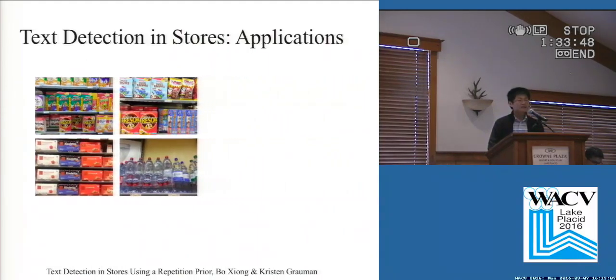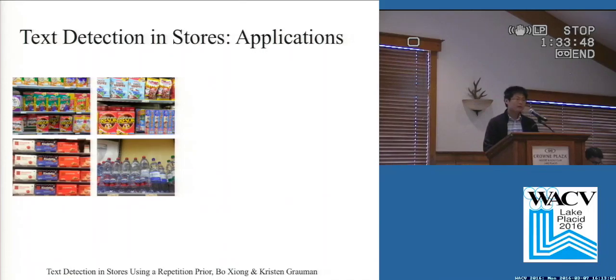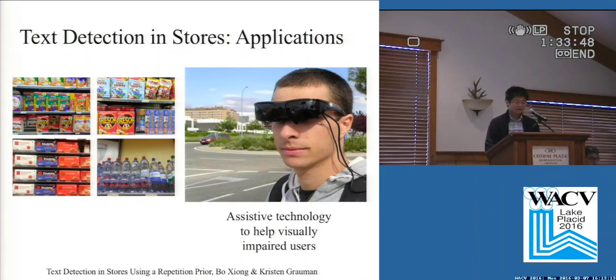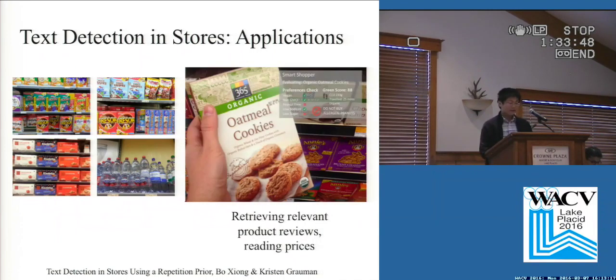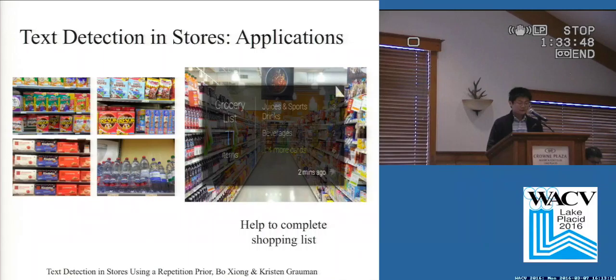Why is text detection in stores an important problem? Well, it has many potential applications. For example, it enables assistive technology to help visually impaired users. And with a wearable platform, it can also help to retrieve relevant product reviews and help to complete shopping lists.